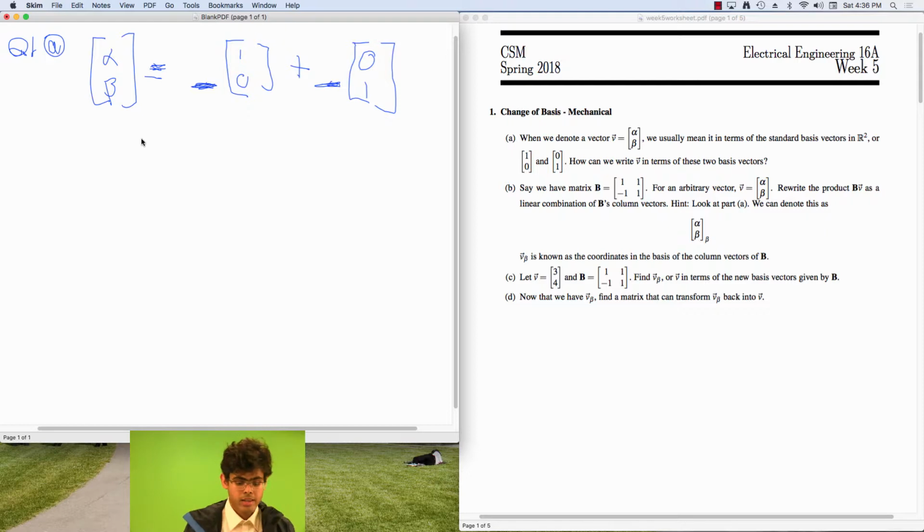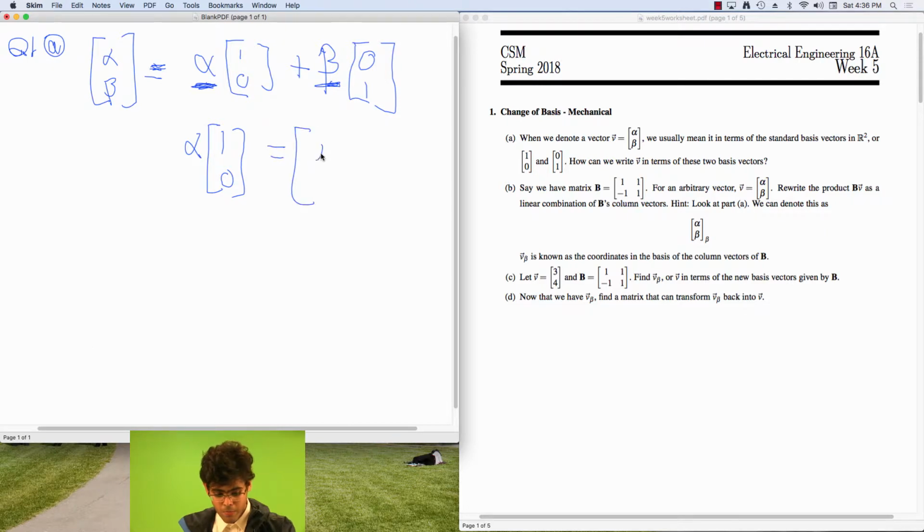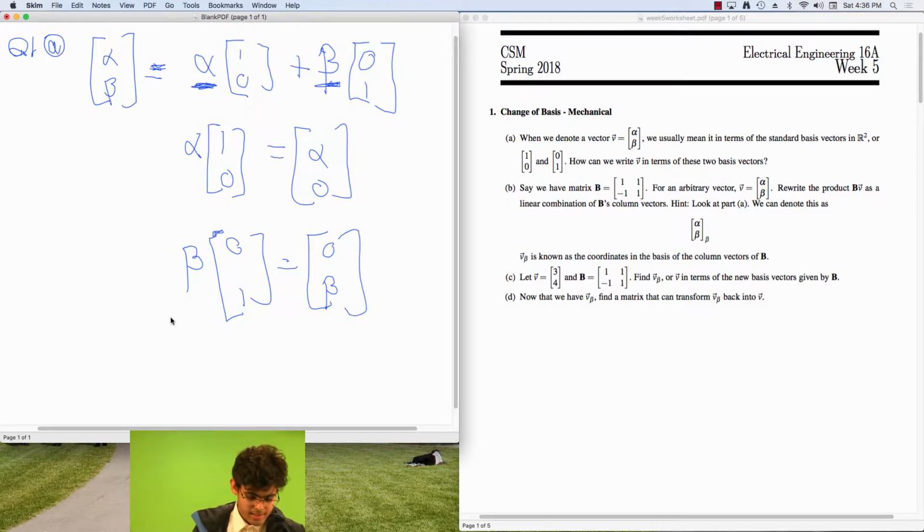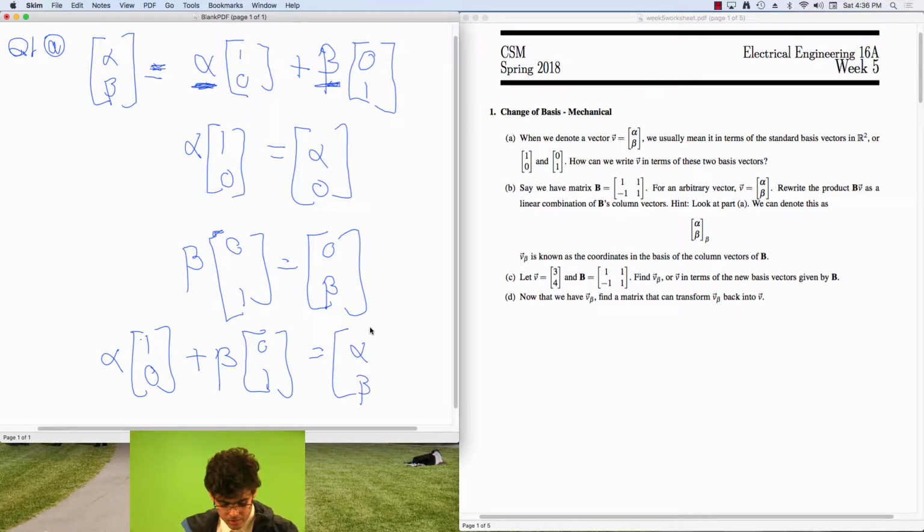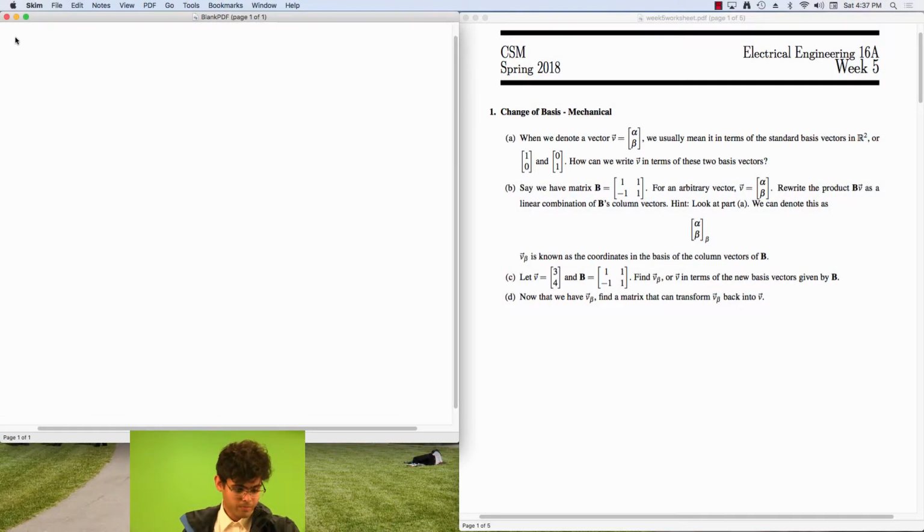And so the only way we can do that is to essentially have the number alpha multiplied by the first vector and the number beta multiplied by the second vector. Why? Because that would give us alpha times 1, 0, right? So alpha times 1, 0 is just equal to alpha, 0. Beta times 0, 1 is just equal to 0, beta. And therefore, alpha times 1, 0 plus beta times 0, 1 is equal to alpha beta, which is exactly what we wanted to construct. All right, now for part B.